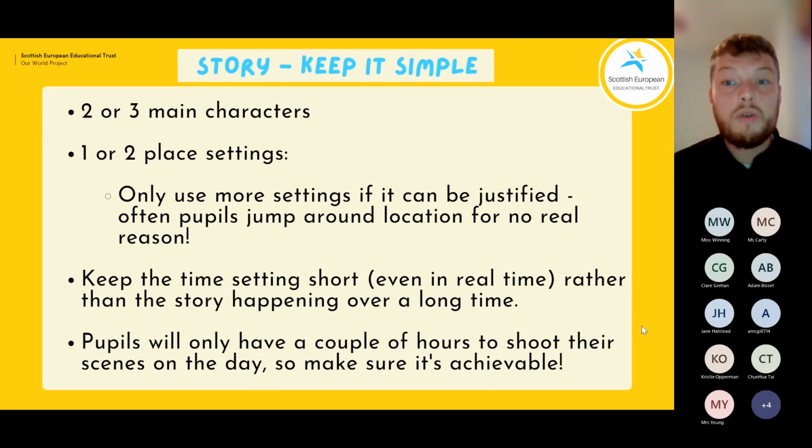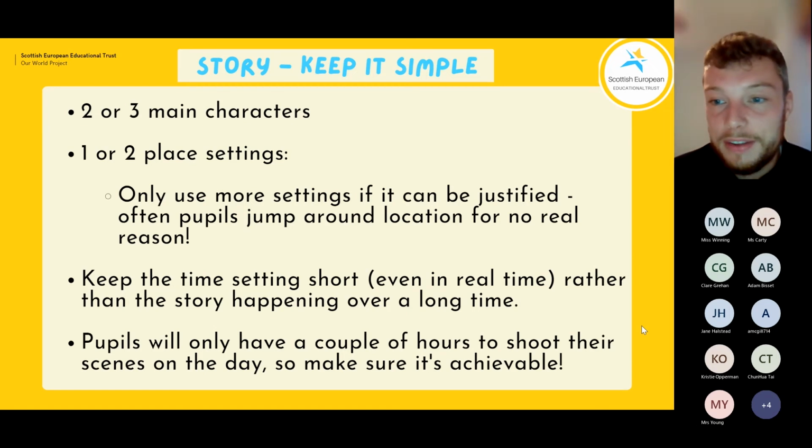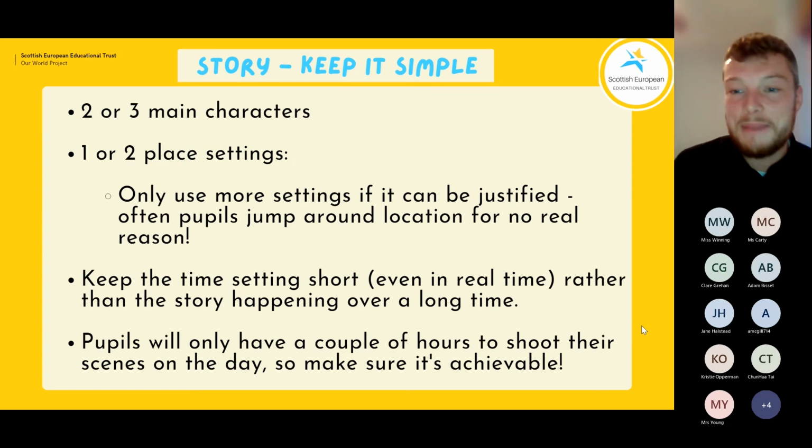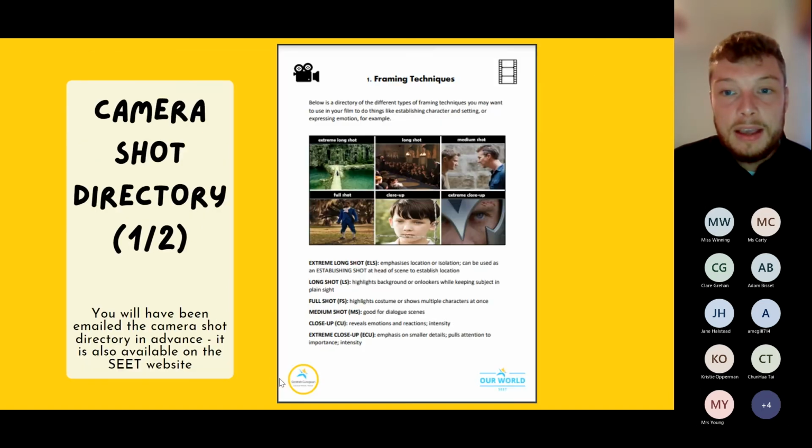I would only use more place settings if it can be totally justified within the story. Often imaginations, which is great, run a little bit wild, and you end up with six or seven different locations in a three-minute film, and it's hard to keep on top of it all and get it all done. So keeping the time setting short, or potentially even just in real time, to avoid overcomplicating, is definitely a good way to go.